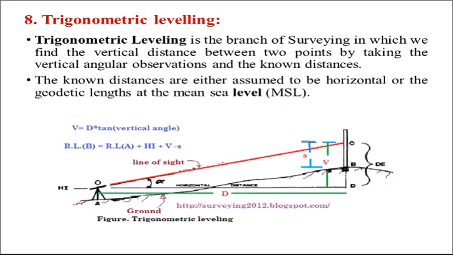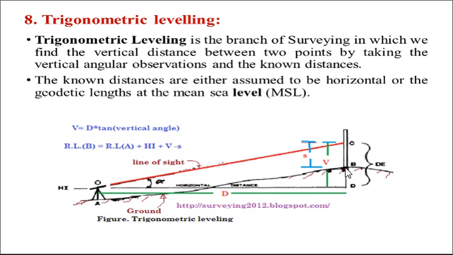Then the next type of leveling is called trigonometrical leveling. Trigonometrical leveling is the branch of surveying in which we find the vertical distance between 2 points by taking vertical angular observations and the known horizontal distances. The known distance is either assumed to be a horizontal one or maybe a geodetic length at the mean sea level. So see in this figure, the instrument is set over here and another point is at this level.